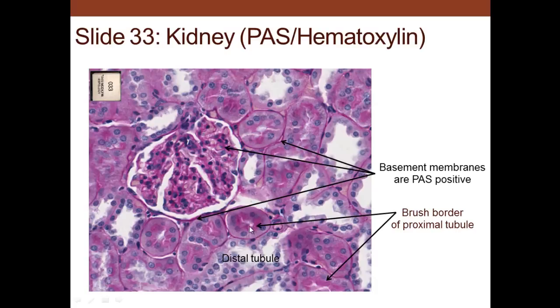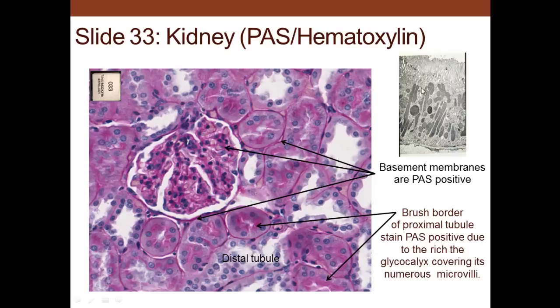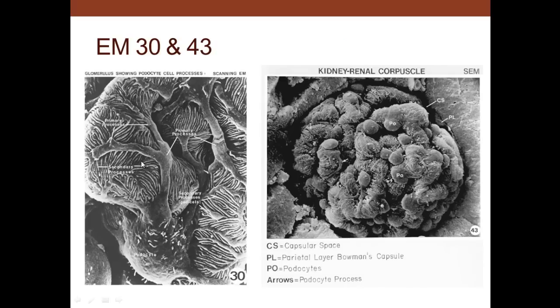You do have microvilli, but you don't have a brush border. And what is staining here is the brush border of the proximal tubule, and it has a rich supply of glycocalyx covering the numerous microvilli in the brush border. So it's really sugars on the brush border that's staining, carbohydrate rich.